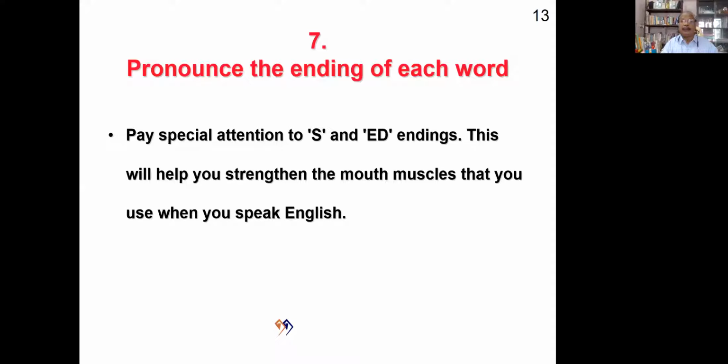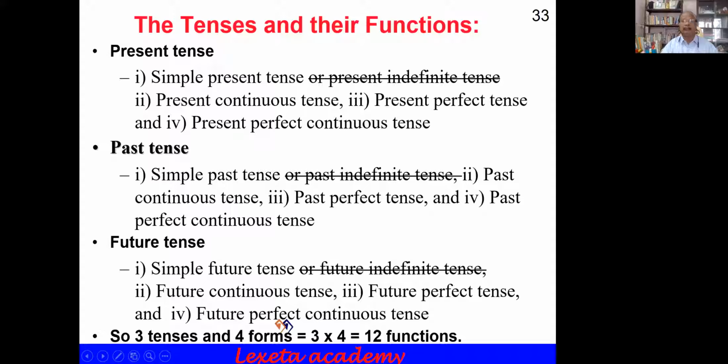So with this, let's move on to the lessons. We already learned the three tenses, the present tense, the past tense, and the future tense, and the four forms: simple present tense, present continuous tense, present perfect tense, and present perfect continuous tense, or simple, continuous, perfect, perfect continuous, present, past, future. So three tenses and four forms make 12 functions. A verb has 12 functions.